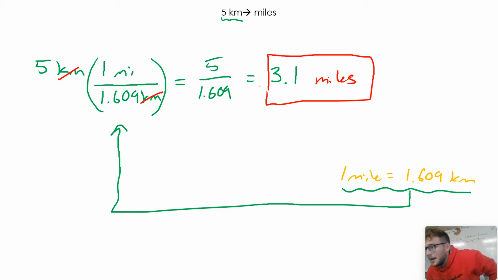All right. And that's what I wanted. I wanted to convert 5 kilometers to miles. And so if you ran a 5K before, you actually ran 3.1 miles. All right. So that is the setup for this kind of problem.